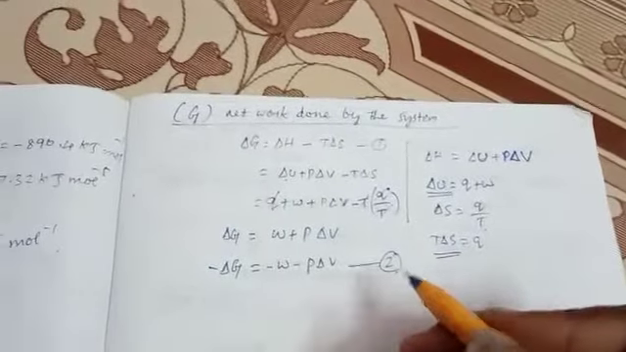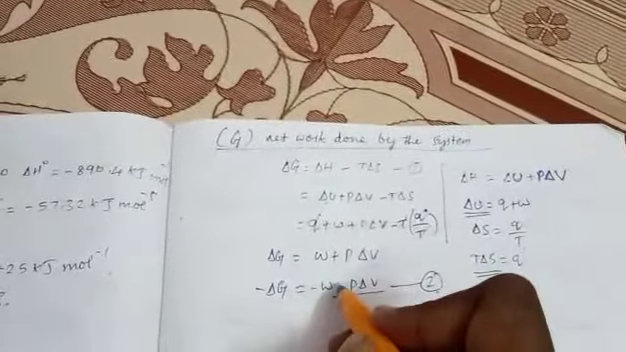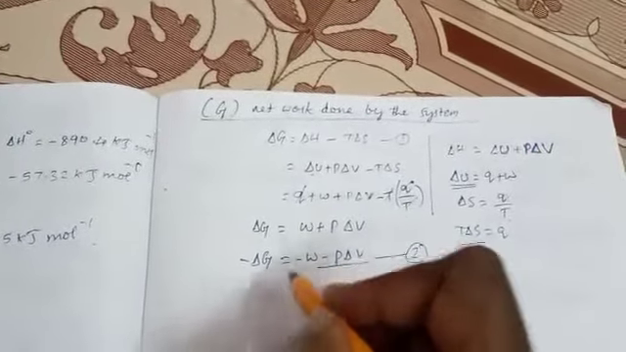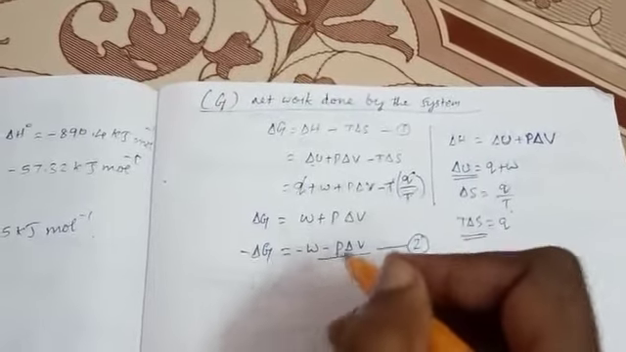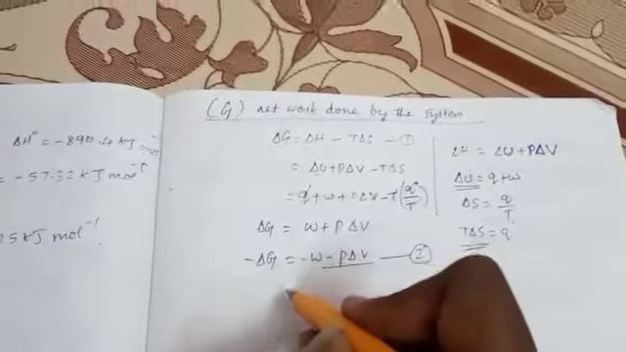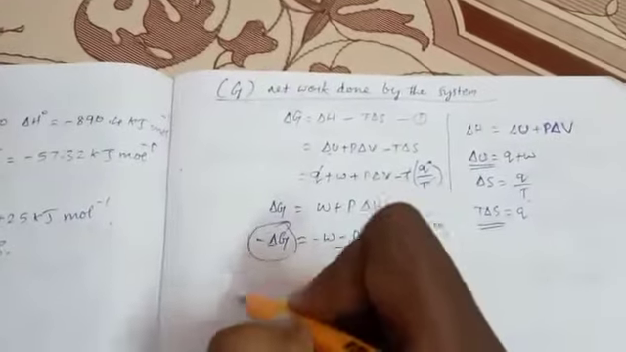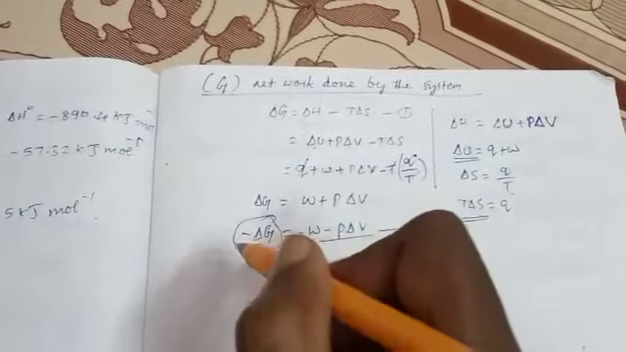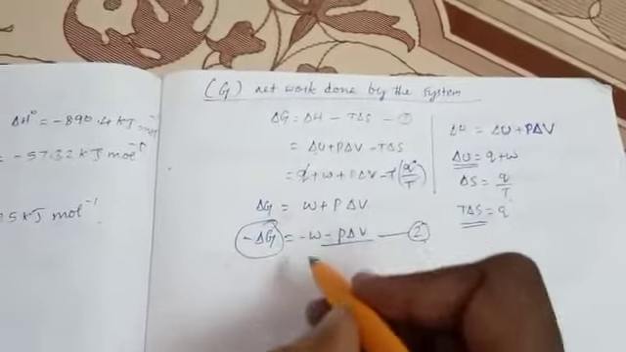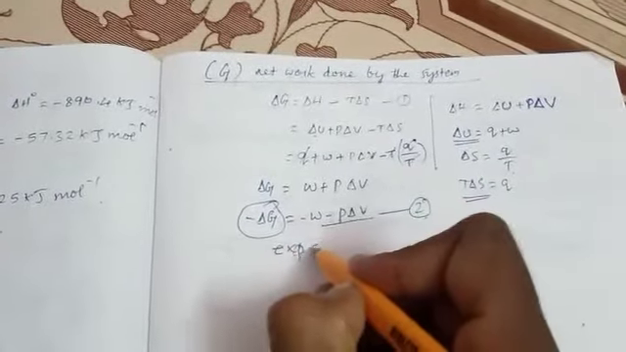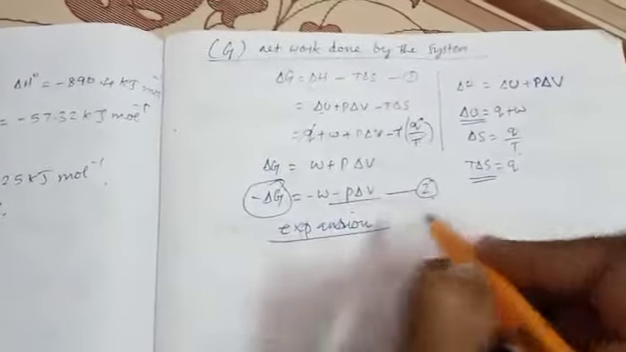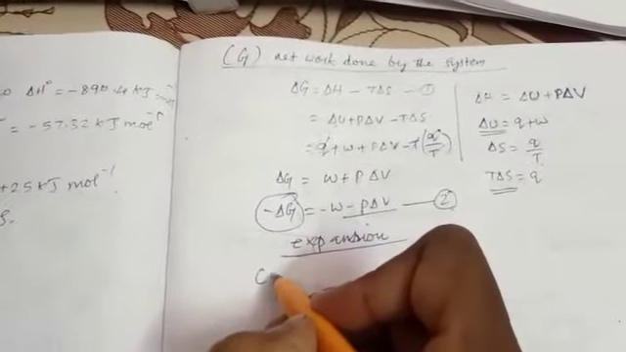In equation 2, minus P delta V represents the work done by expansion against a constant external pressure. Therefore, it is clear that negative means decreasing free energy of the system, other than the work of expansion. Next, criteria.